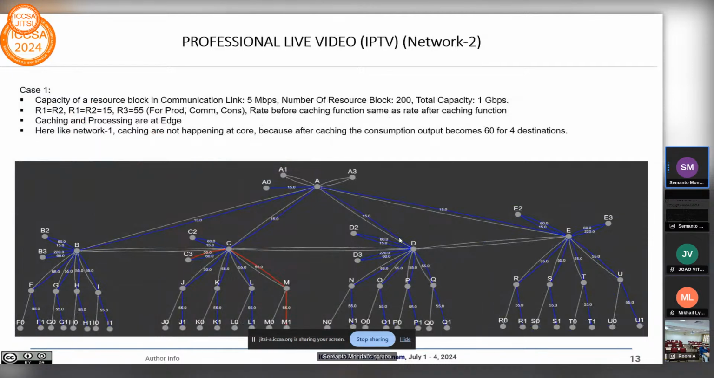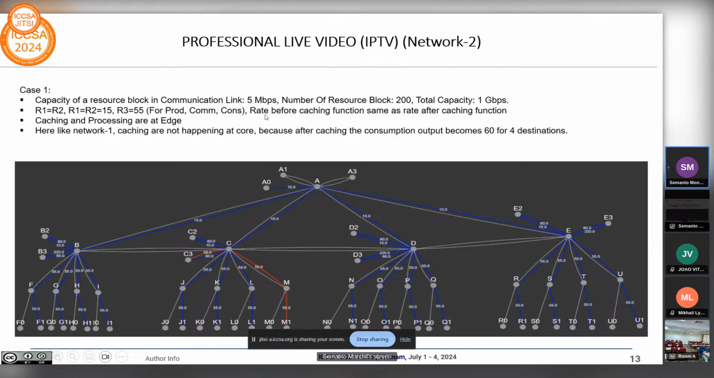Now this is for network 2, and the service is professional live video, that is IPTV. Here we have considered three different cases: a 5 Mbps case, a 50 Mbps case, and a 200 Mbps case. And here there is a single source. The source is at A0, and the destinations are at F1, G1. There are 16 destinations and a single source.